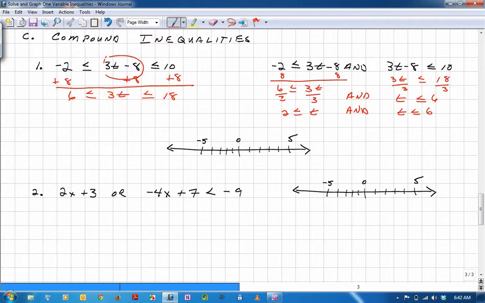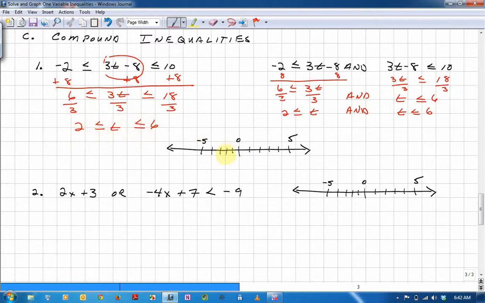Now let's divide by 3. So I divide every side by 3. And I'm going to get 2 is less than or equal to t is less than or equal to 6. So this says that t is greater than or equal to 2, and at the same time t is less than or equal to 6. So sometimes this one's even a little bit easier to see how to plot it.